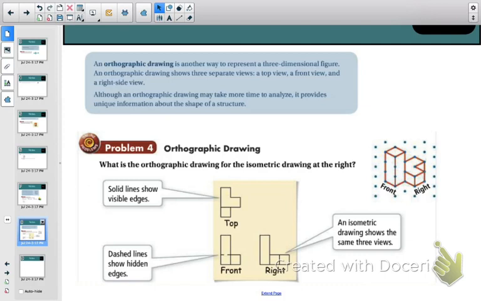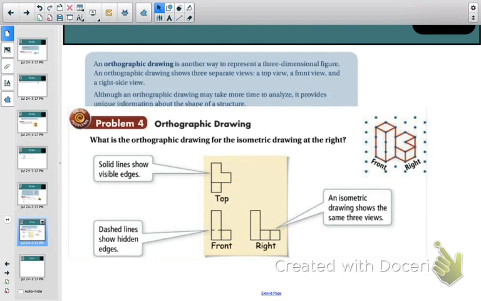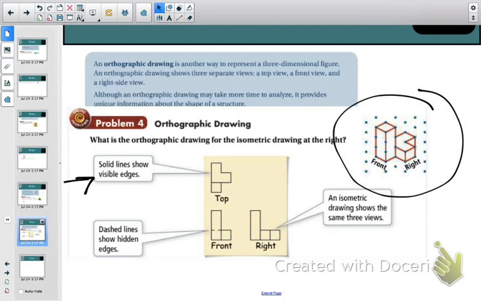Okay. And then we also have what we call an orthographic drawing. It's another way to represent a 3-dimensional figure. This one shows each view separately. So you have the top view, the right view, and the front view. Looking at this, I have actually done the problem for you already, but if you were to draw an orthographic drawing of this image, first it wants you to draw the top. So that's up here. If you just look at the top, that's all the faces up here, all the ones that are on top.